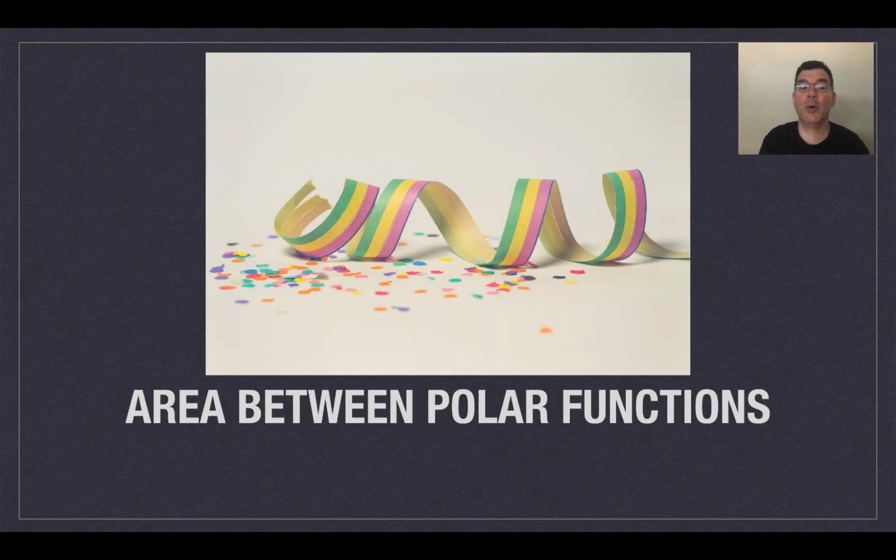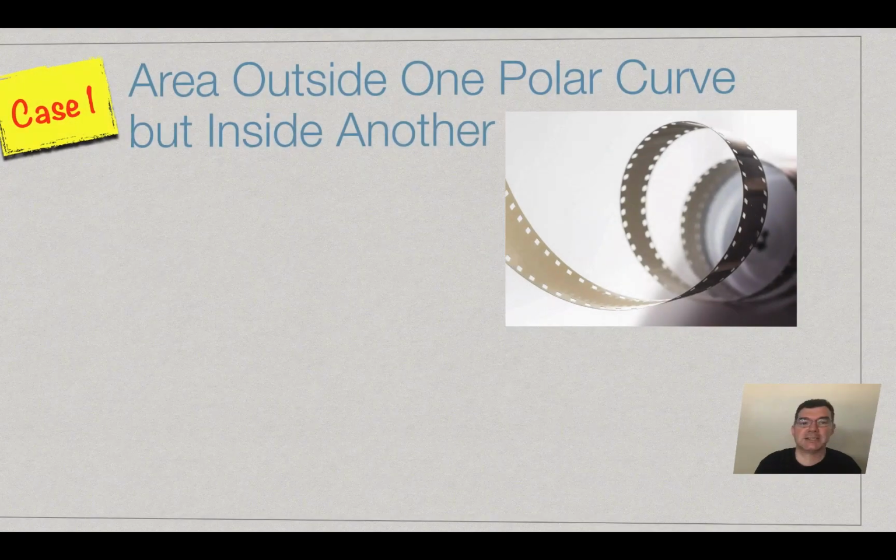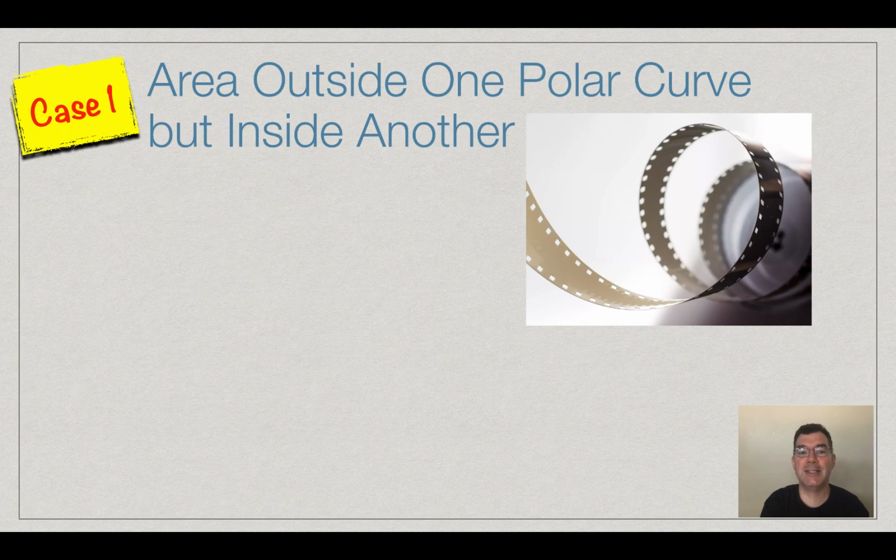Hello again. Today we're going to finish our discussion of polar functions by talking about the area between two polar functions. So let's get started. There's two cases we need to consider. The first case is where we're talking about the area outside of one of the polar curves that's on the graph, but inside another one.